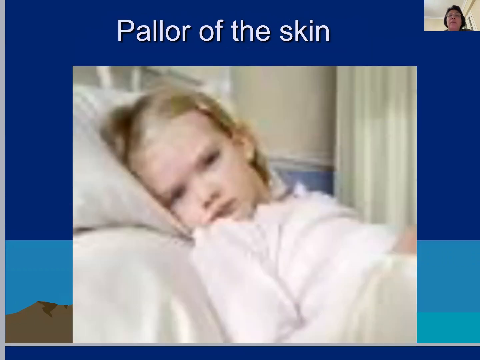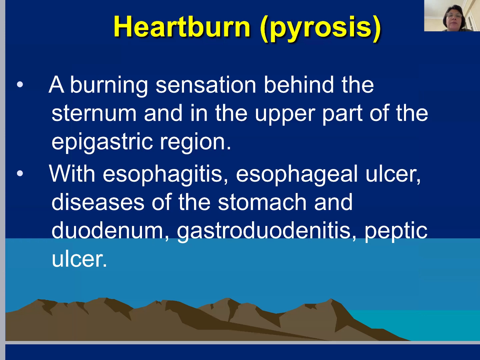Pallor of the skin: there may be two reasons for pallor in patients with digestive tract diseases. The first reason, a low level of iron due to malabsorption, and the next, spasm of peripheral vessels due to pain syndrome. Heartburn or pyrosis, a burning sensation behind the sternum and in the upper part of the epigastric region, occurs with esophagitis, esophageal ulcer diseases, gastroduodenitis, and peptic ulcer.